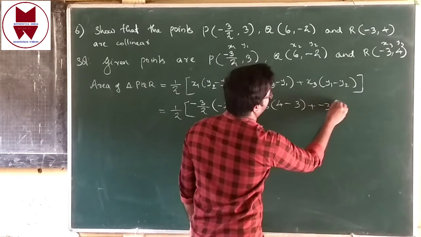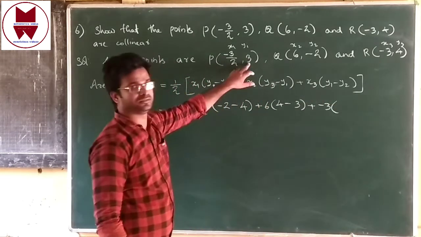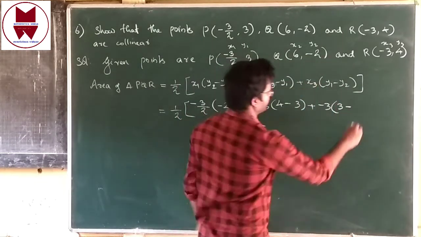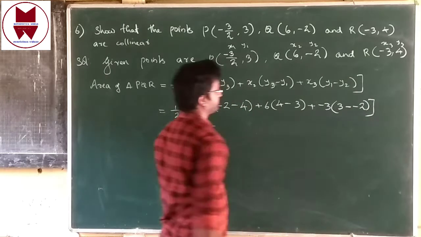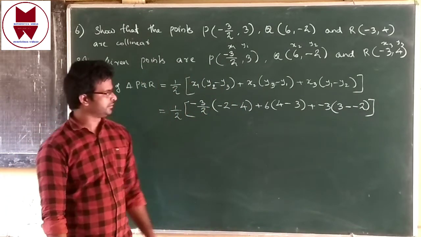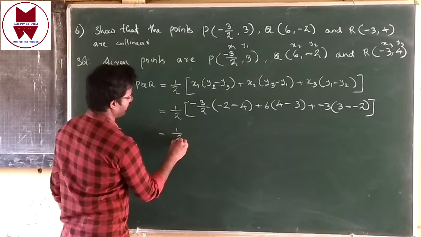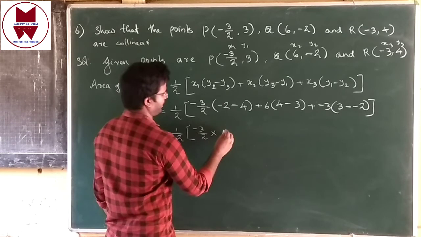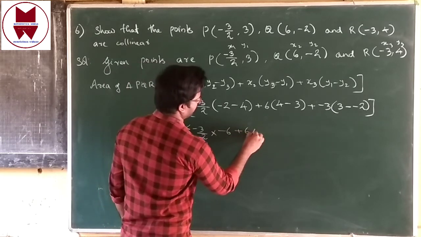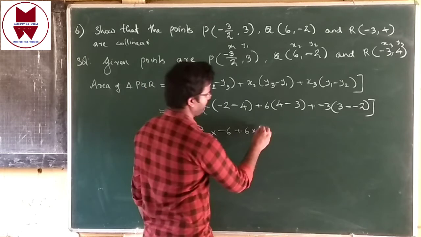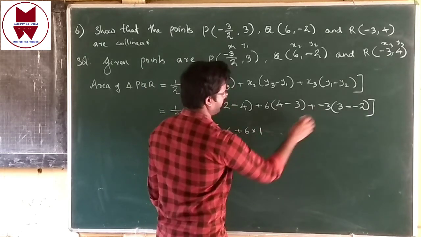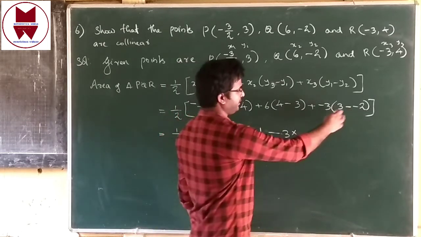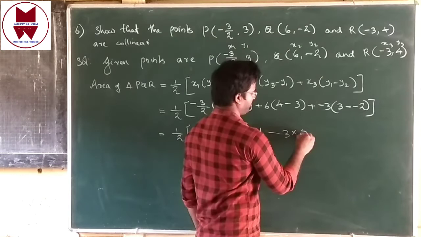x3 is minus 3, y1 is 3, y2 is minus 2. Just give all the values in this formula. 1 by 2 into 3 by 2 into minus 2 minus 4 is minus 6, then 6 into 4 minus 3, that will be 1. Then plus, minus 3 into 3 minus minus 2, that will be 3 plus 2, 5.